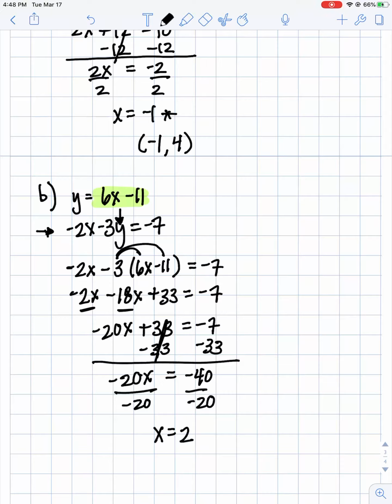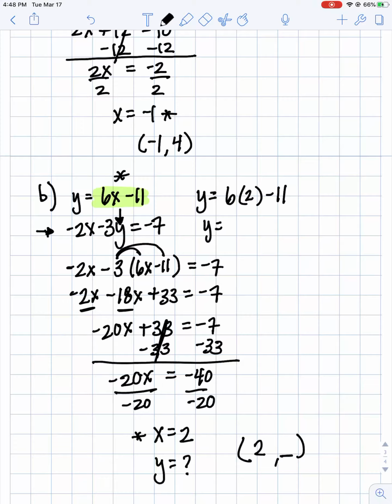Okay, so we have x, but guys, we don't have y. We still don't know what y is. And in order to write an ordered pair, we have to have an x and a y. But if you go back up to what I highlighted, y is 6x minus 11. So y equals 6 times x. Well, what did you just tell me x was? X clearly equals 2. So what am I going to plug into x? I'm going to plug in a 2 minus 11.